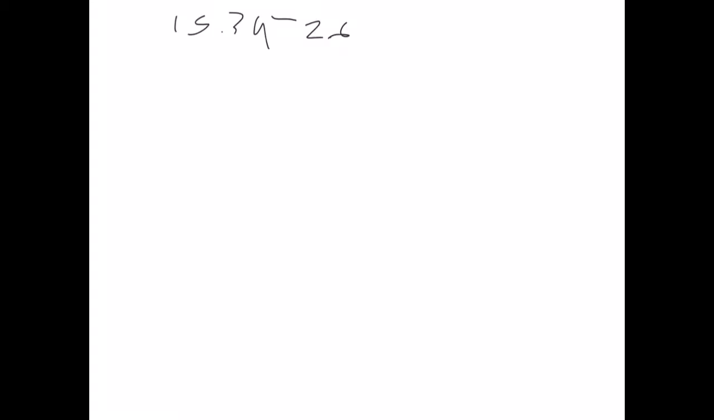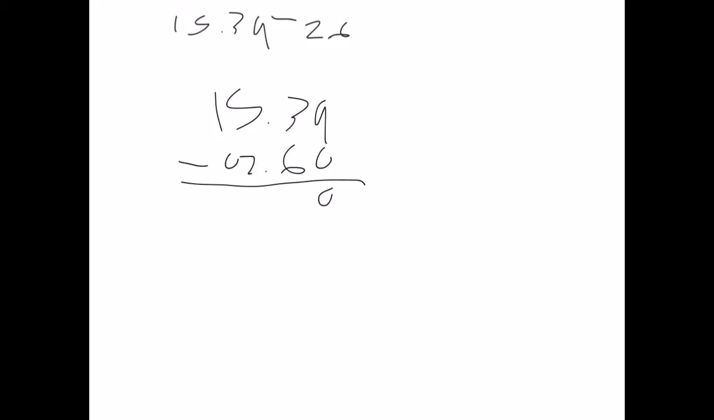This is how you subtract decimals. First, you line up the two numbers by the decimal. So 15.39 minus 2.6. If you don't have any numbers in the spaces, you can have 0 as a placeholder. So 0 and 0. So now we subtract. 9 minus 0 is 9.